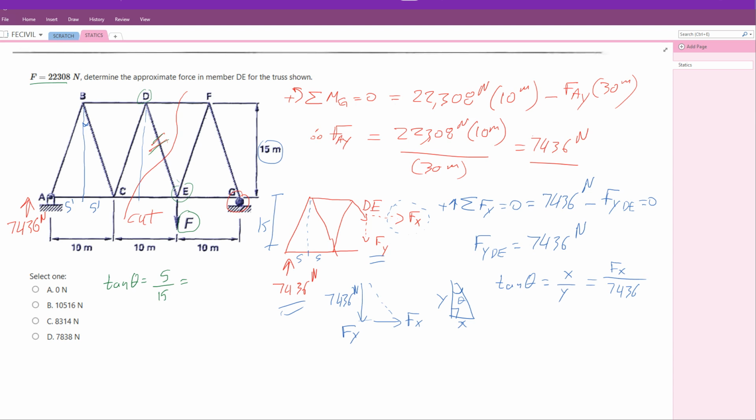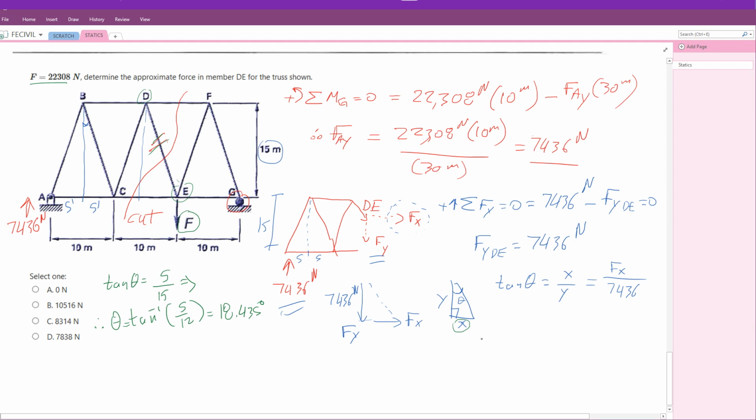So tangent theta is equal to that, so theta is equal to tan inverse of 5 over 15. So this is basically theta. Okay, and then theta is equal to 18.435 degrees, rounding to the nearest. Now for the other step, we need to find these components.